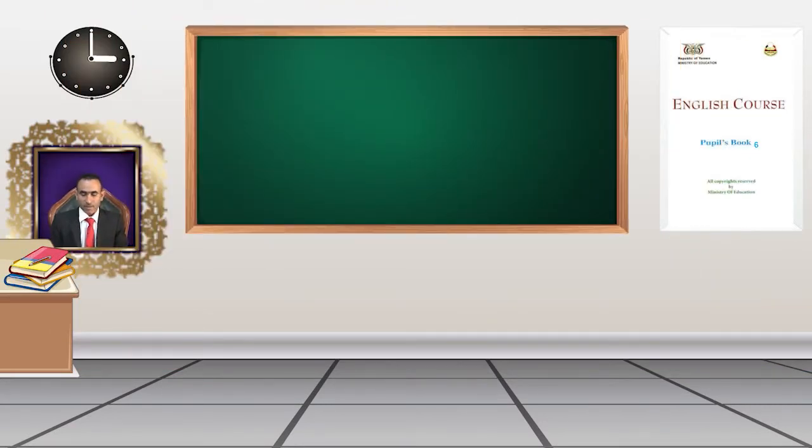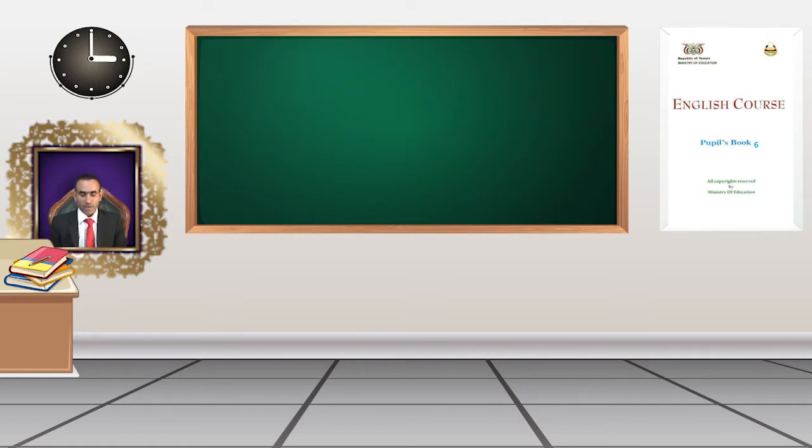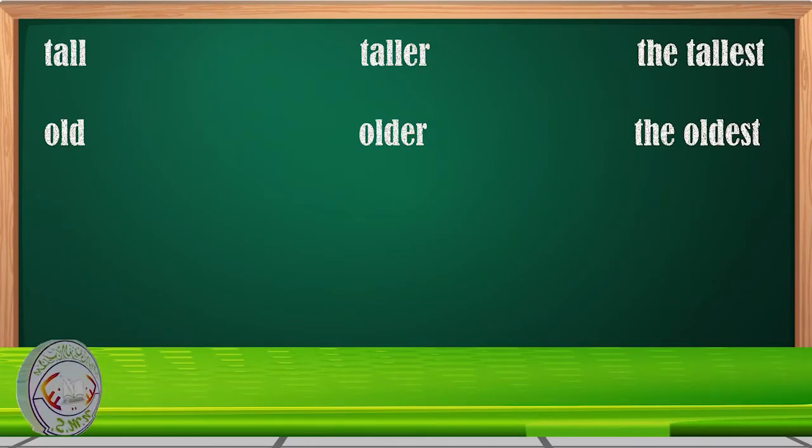For adjectives with one syllable, we use adjective plus er, or adjective plus est. But first of all, what do you mean by syllable? A syllable is a word or a part of a word which contains one vowel sound. So adjectives with one syllable, use adjective plus er or est. For example, tall, taller, the tallest.